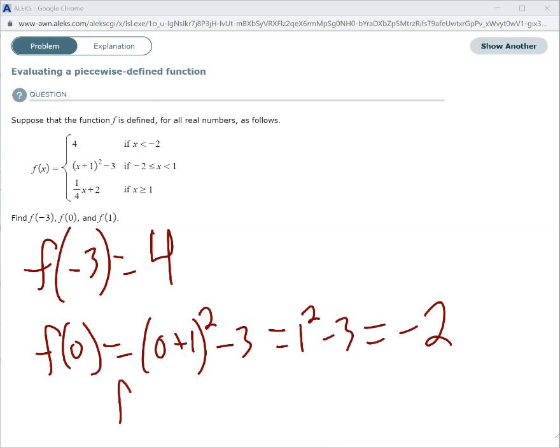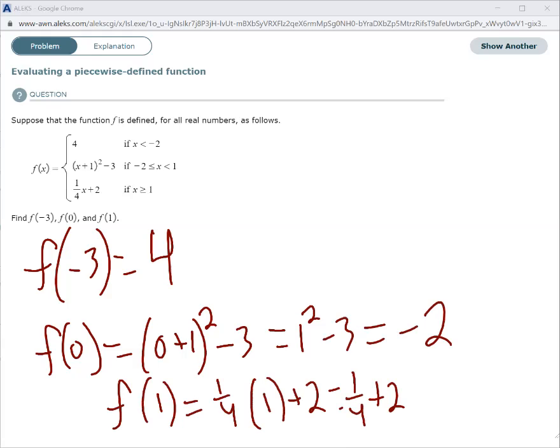And last one here, f of 1. Well, 1 happens to fit in this bottom one, 1 greater than or equal to 1. So I'm going to plug that 1 into this. So I've got 1/4, instead of x, I'm going to plug the 1 in, and then plus 2. So I've got 1/4 times 1, it's just 1/4, plus 2. Now I happen to know that 2 is the same as 8 over 4. So I've got 1/4 plus 8 over 4, which is going to be 9 over 4.